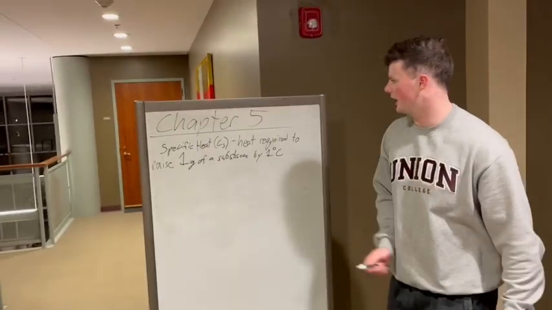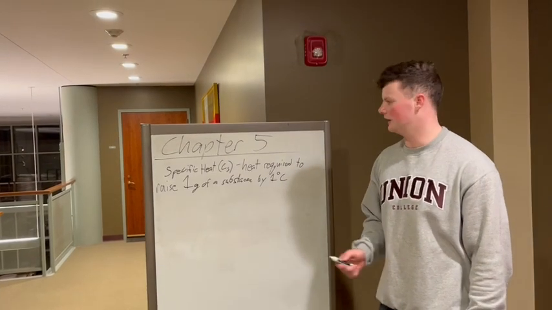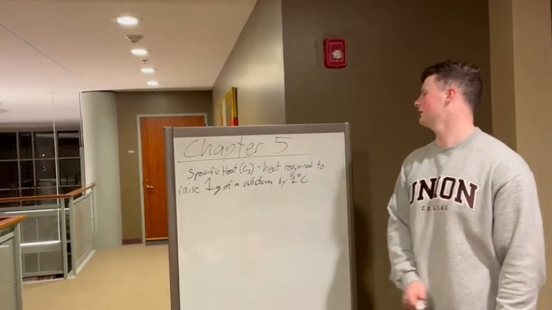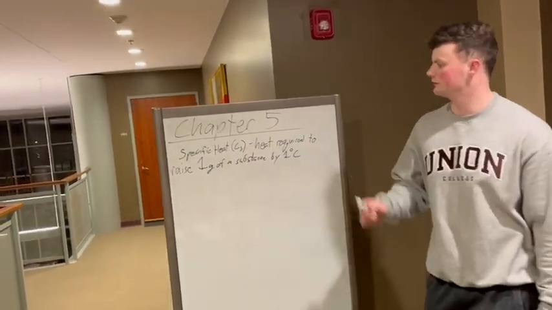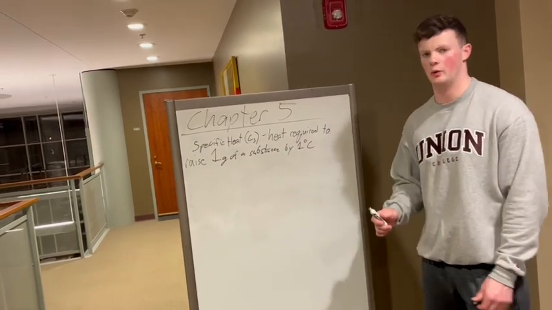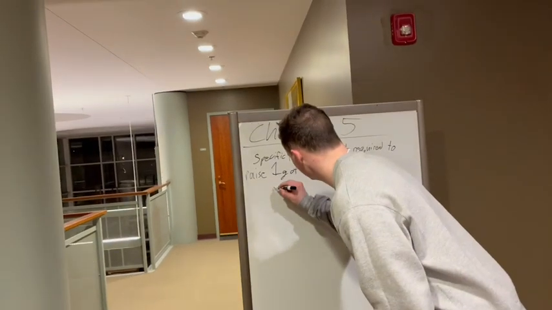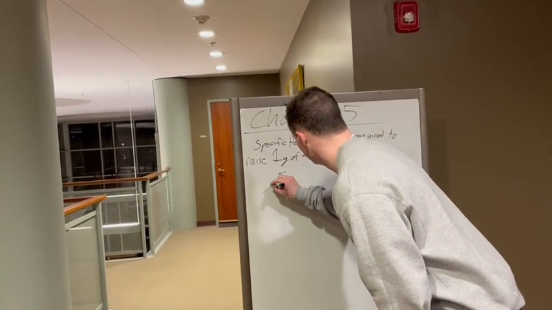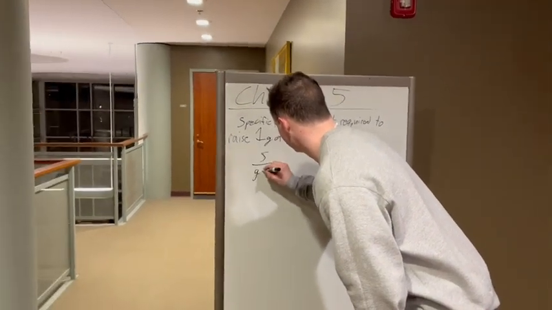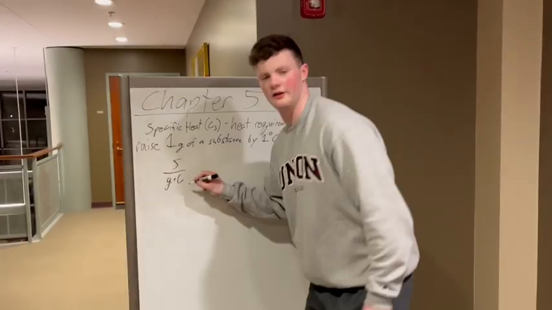All right. Next up, we got specific heat, and the abbreviation for this is Cs. You'll see this a lot. This is the heat required to raise 1 gram of the substance by 1 degree Celsius. The unit for this is going to be joules per grams times degrees Celsius.